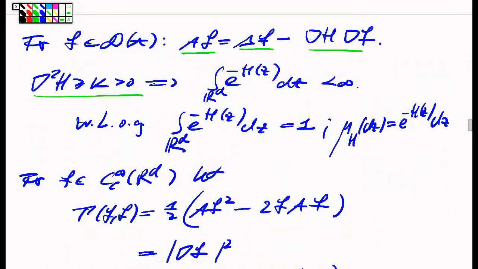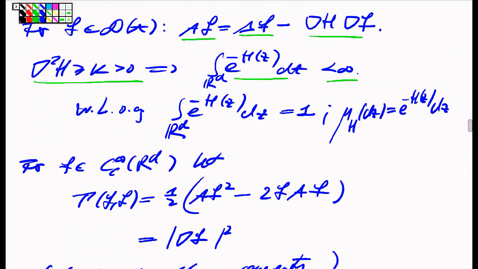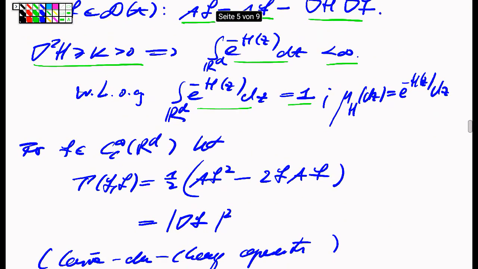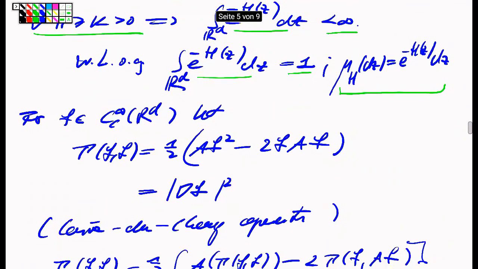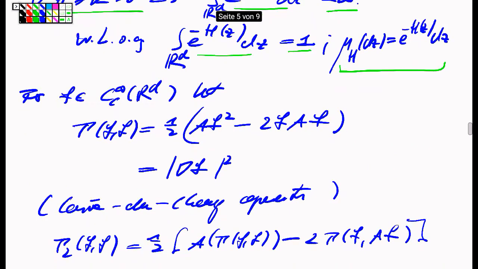And if we assume that the function h, the Hamiltonian, has this convexity, then it has quadratic growth at infinity, which in particular implies that the exponent of this Hamiltonian, this Gibbs measure, has a finite total mass. So, without loss of generality, we can assume that the Gibbs measure integrates to 1. Therefore, the equilibrium measure that we shall work with is a probability measure, which is exactly of this Gibbs-type structure. That will be our measure with regard to which we shall work.